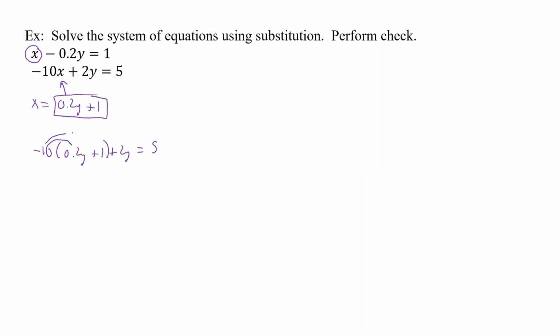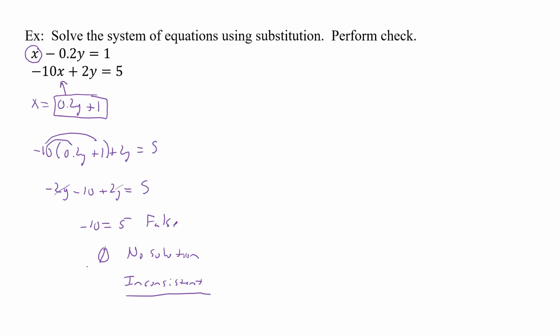Now I distribute. So that's going to be 10 times 0.2, so that's going to give me a negative 2y minus 10 plus 2y equals 5. Well, those cancel, and I get a negative 10 equals 5. Well, that's false, and so there's no solution. And no solution, remember, it's inconsistent. And that's all we have to put is it's inconsistent and then no solution, whether you write the empty set or no solution. Okay.